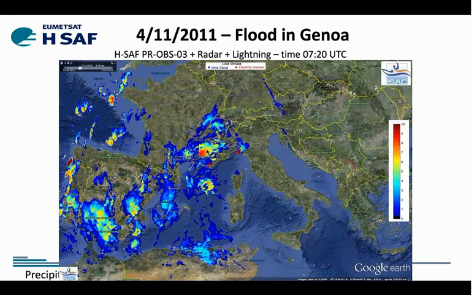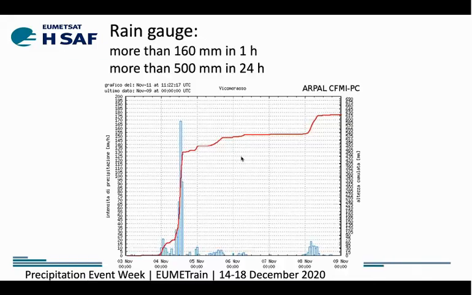In fact, as you can see here, we also use as important information lightning, because lightning can help us to have an idea of the severity of the meteorological events. So in that case, we have more than 160 millimeters in 1 hour and more than 500 millimeters in 24 hours. And the satellite product was able to catch this.